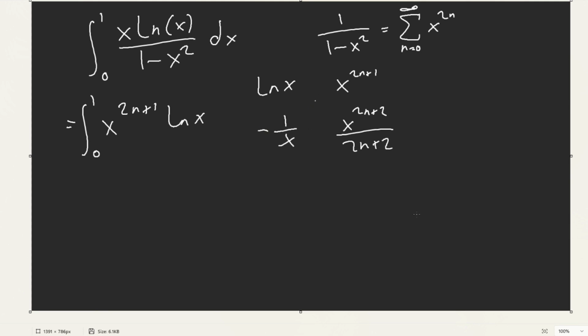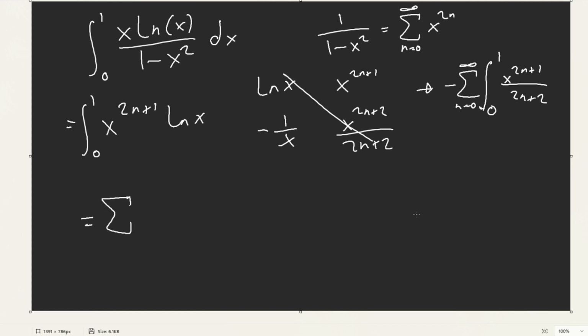Okay. Plugging in 1 and 0, this whole thing is just going to be 0. So what we actually end up with is this, from 0 to 1, and we get x to the 2n plus 1 over 2n plus 2. We end up getting the series. It's negative. So we're going to get 2n plus 2 squared. Looks like it.